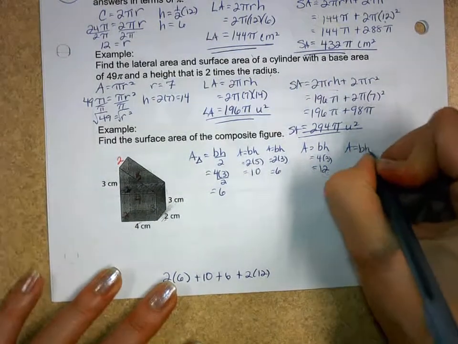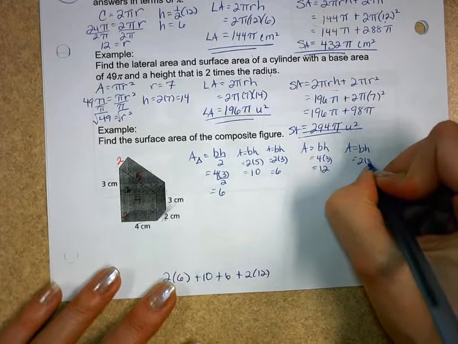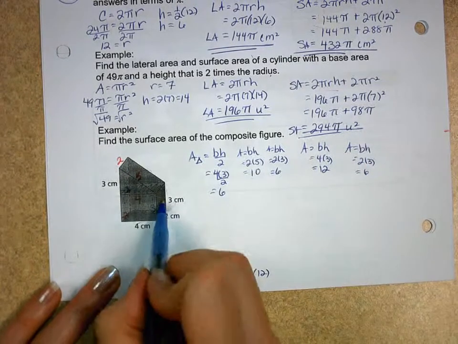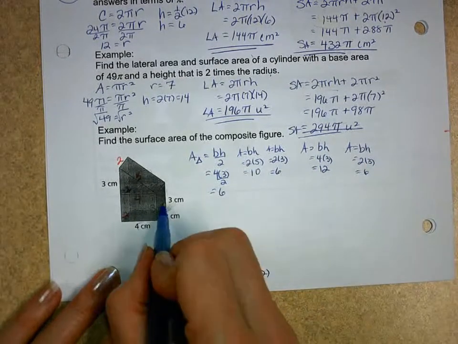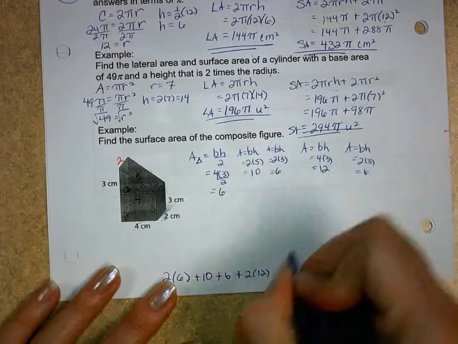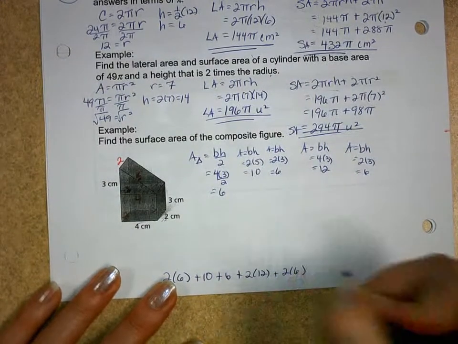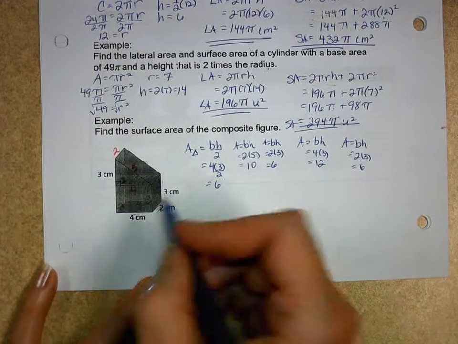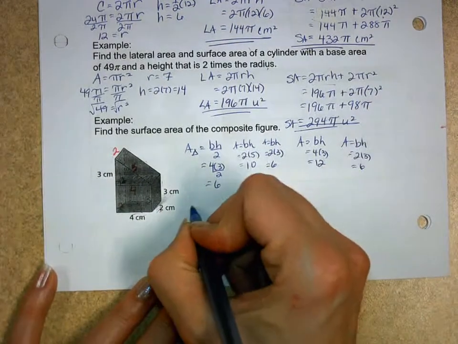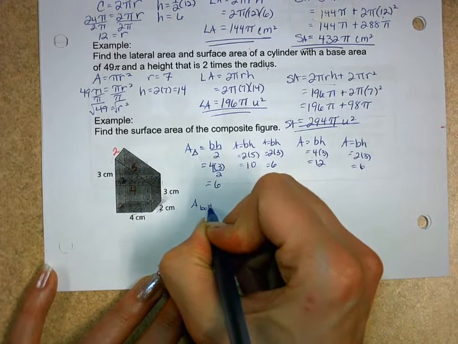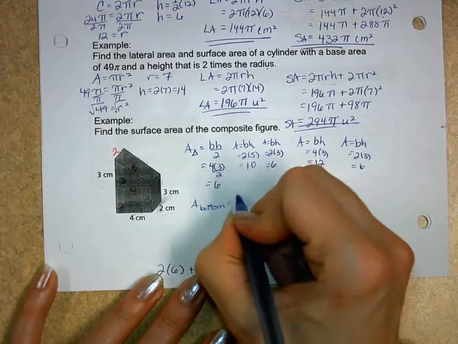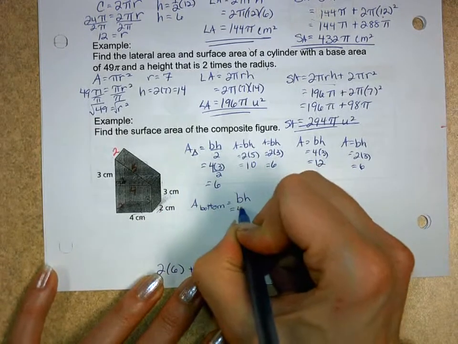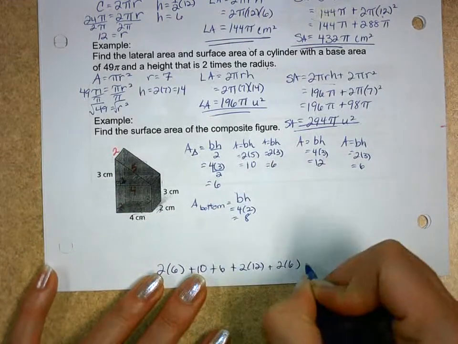I get my base times height. I'm going to get 2 times 3, which is 6, but I have 2 of those. I have this one in the front and that one in the back, or to the right, to the left is the better way of saying it. So I get plus 2 times 6. Now I have just the one on the bottom. So area, I'm just going to go area bottom. And again, that's a rectangle, so that's just base times height. So that's 4 times 2, which equals 8.